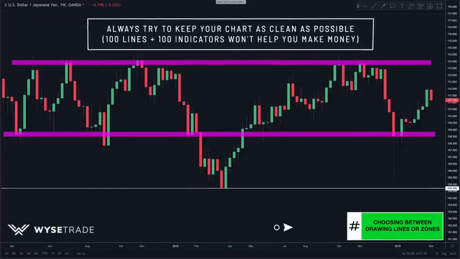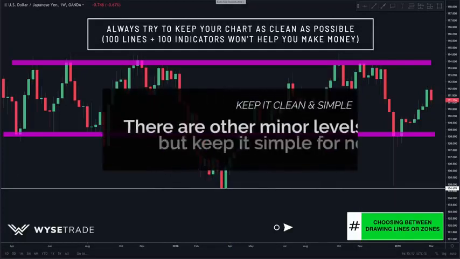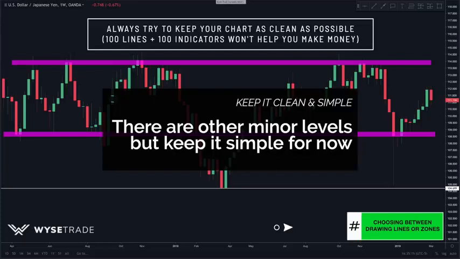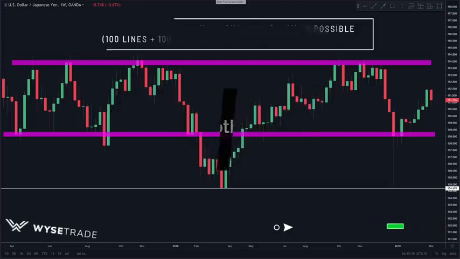So as you can see, you have a nice clean chart with your key levels, not 100 lines. Again, there are other minor levels in between the levels we have drawn, but for the sake of this video, we're keeping it simple. So let's jump to one more example.